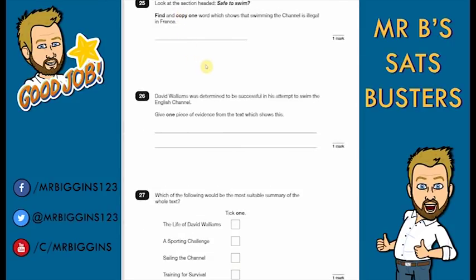Question 25 tells us to look at the section safe to swim. We need to find and copy 1 word which shows that swimming in the channel is illegal in France. We've already mentioned it, and that is outlawed. Again, it's a synonym. It means the same thing. If you read through the sentence and you're not sure, pick one of the words that you think is most likely to mean it.